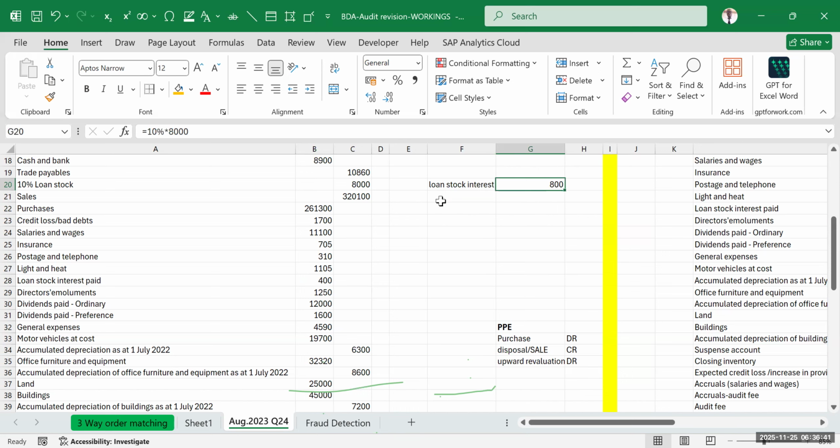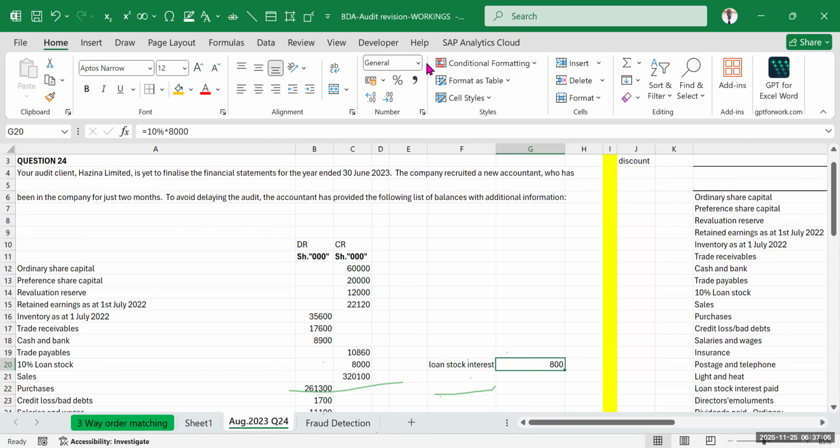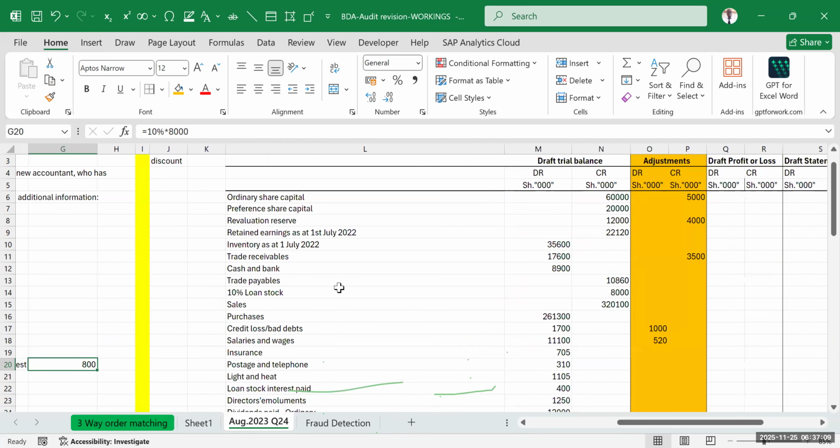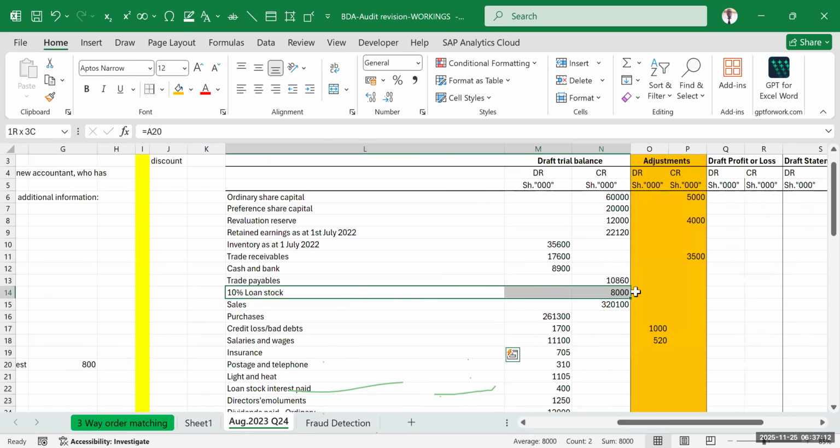What two accounts are affected by that entry? There is the loan stock side. We are going to adjust the loan stock. And again, we are going to adjust our accruals for that loan interest expense, our interest expense. So let's go to the adjustments. Let's go to the adjustments part. In our adjustments part, you'll see there is 10% loan stock, right?